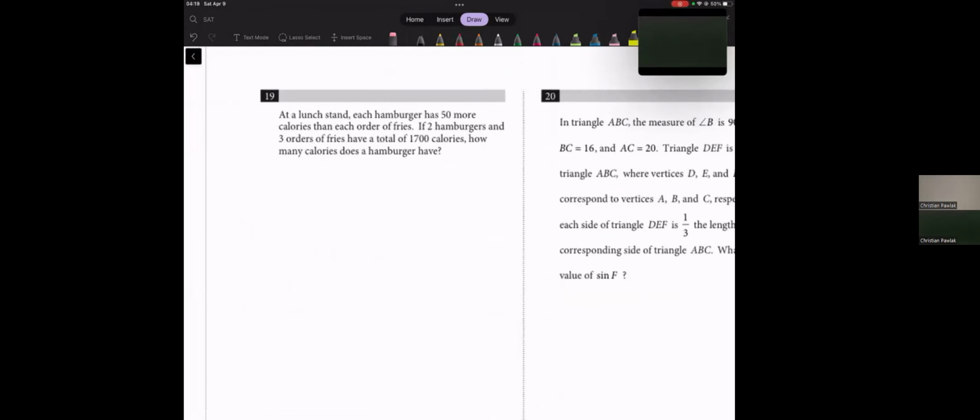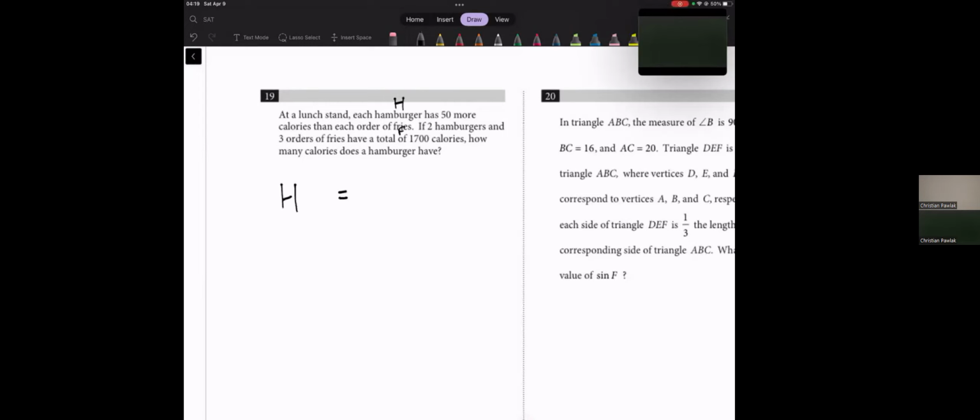All right, number 19. At a lunch stand, each hamburger has 50 more calories than each order of fries. Okay, I'm actually going to start writing an equation for that. So hamburger is going to be H, fries are going to be F. Now hamburger has 50 more calories than fries.